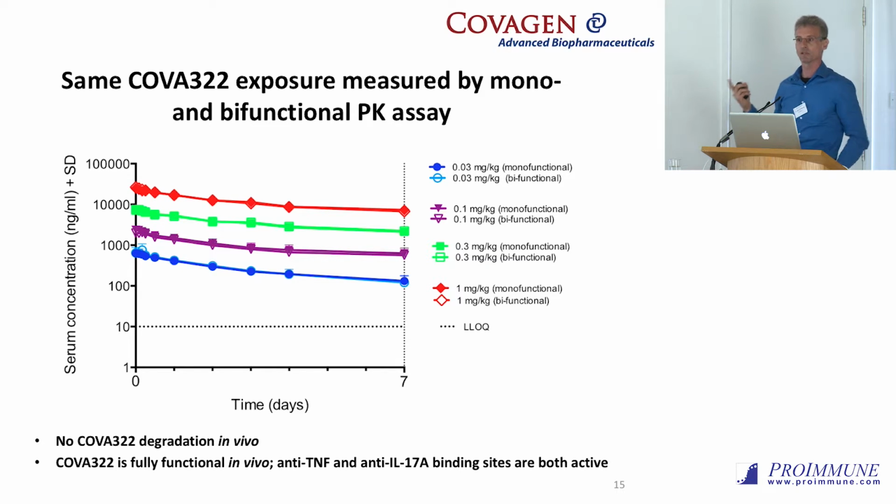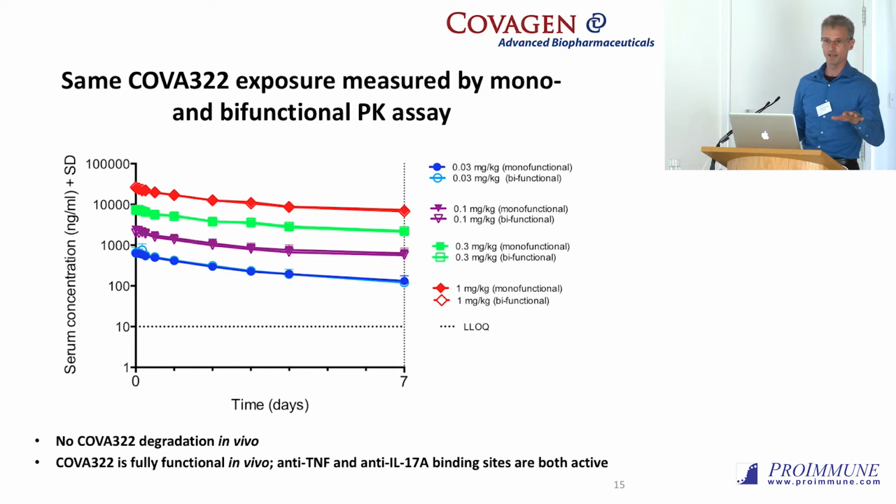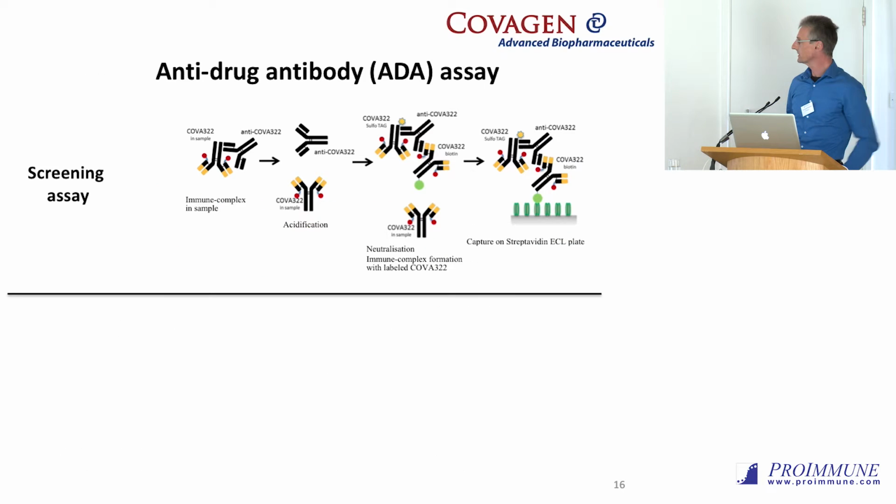That's good because the assay results are superimposable. And that tells you that actually there is no degradation in vivo. So what we can see here is fully functional molecule that is present in vivo. Okay, now let's move from PK to immunogenicity assay.